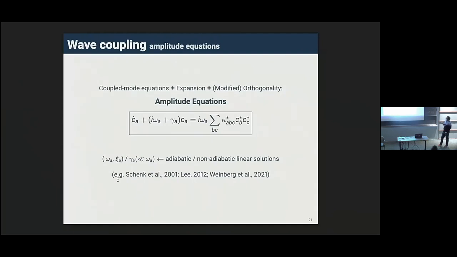This is the equation that determines how your amplitudes would change over time for your gravito-inertial modes in these SPB stars. Now there are some extra terms popping up here. We have the linear growth rate that determines the linear stability of these specific gravito-inertial modes. And we have these coupling coefficients that are a function of the linear eigenmodes themselves and the frequencies. Now these linear eigenmodes and linear frequencies we can obtain from the adiabatic linear solutions, and the linear growth rates we can obtain from non-adiabatic linear solutions.